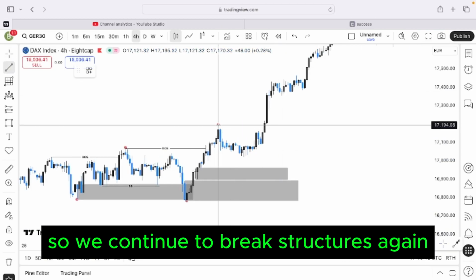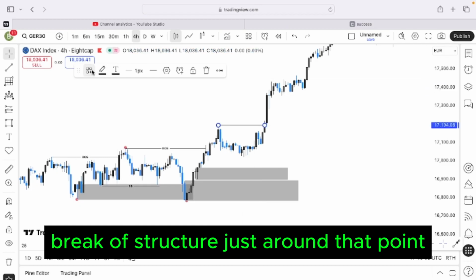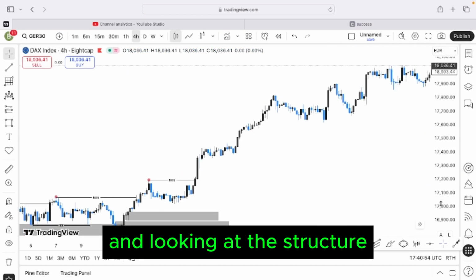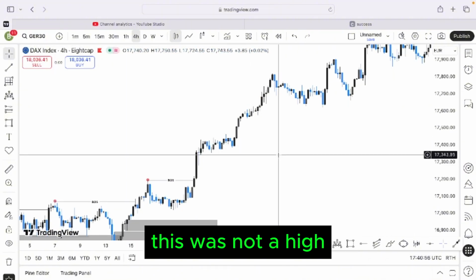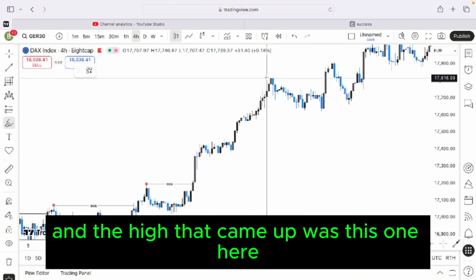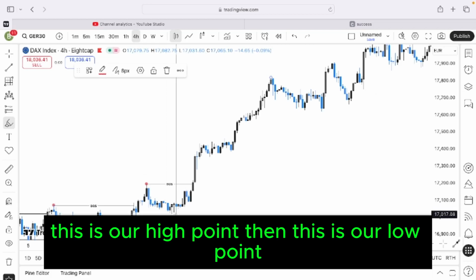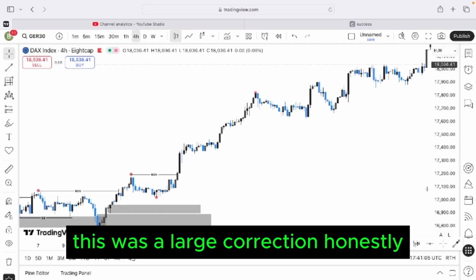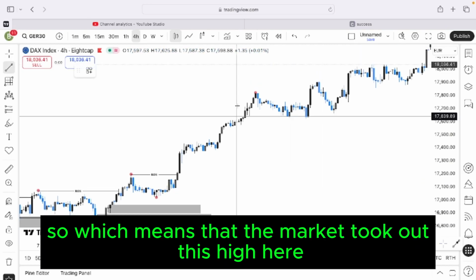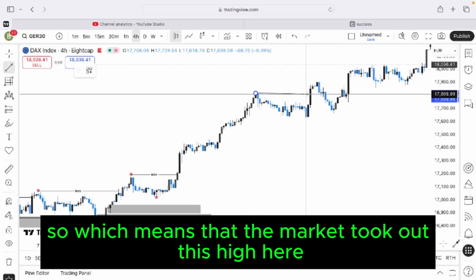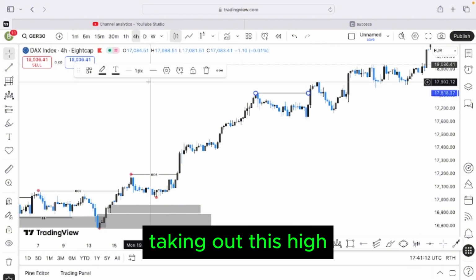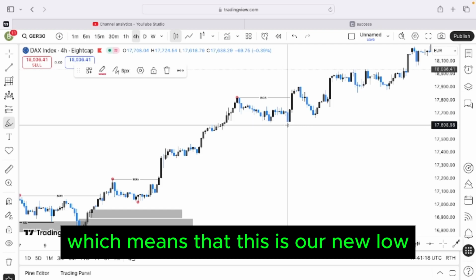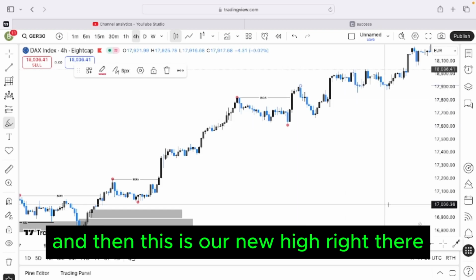So we continue to break structures again, break of structure just around that point. And looking at the structure, this was not a high, and the high that came up was this one here. This is our high point, then this is our low point. So there was a large correction. This was a large correction, honestly. So which means that the market took out this high here again, which means that this is our new low and then this is our new high right there.